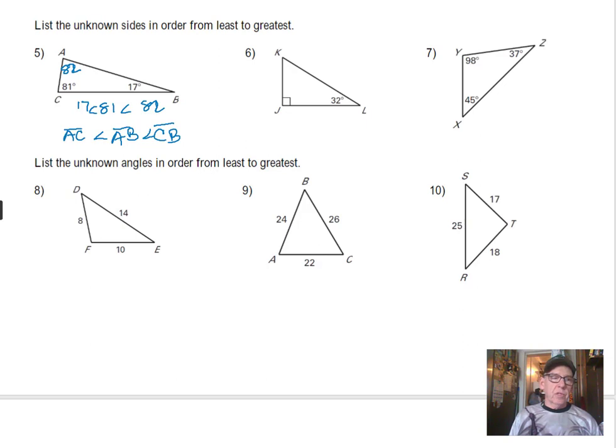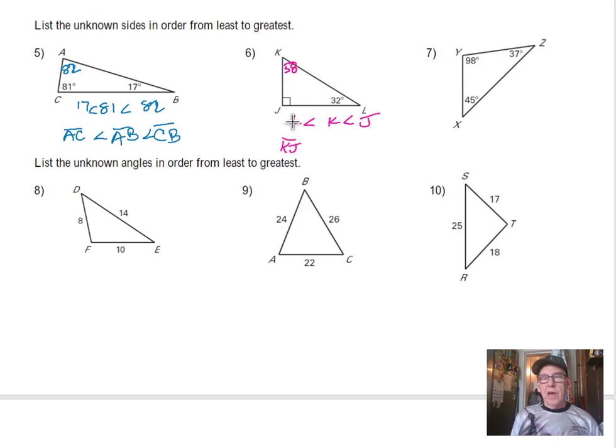Okay, let's look at number 6. Let me change colors over. So look at number 6. Here we have a 32. Here we have a 90. That's 122 degrees. Another 58 degrees gives us angle K. So in order, we have L smaller than K, smaller than J. So sides are going to be the same way. Opposite L, KJ.